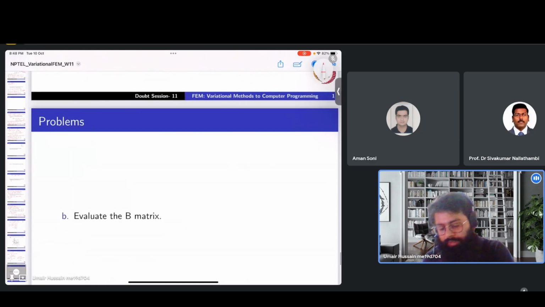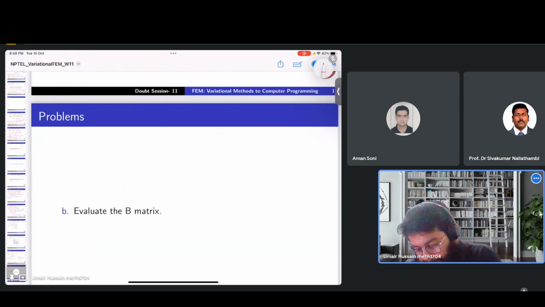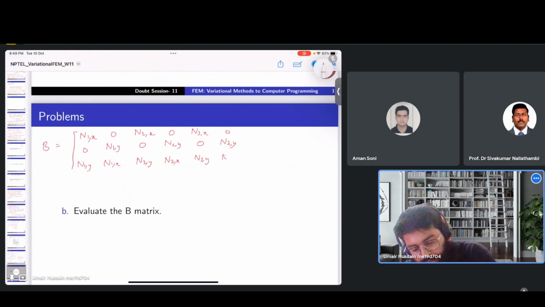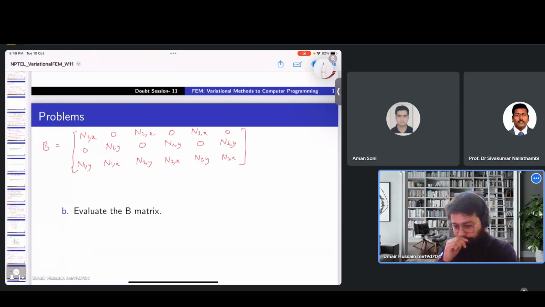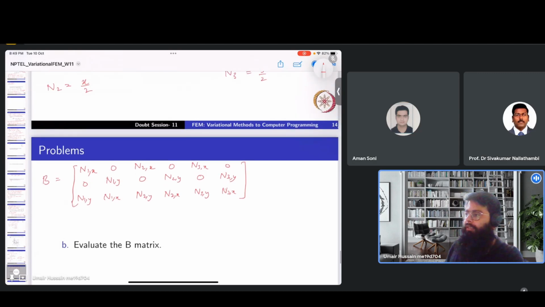So now we have to evaluate the B matrix. So the B matrix is N1x, 0, N2x, 0, N3x, 0. Since we have only three shape functions, then we have 0, N1y, 0, N2y, 0, N3y. Then we have N1y, N1x, N2y, N2x, N3y, N3x. And since we are not dealing with the conversion of coordinate system, we don't have to worry about the Jacobian.